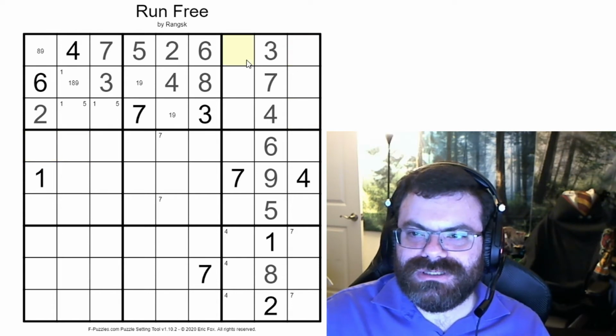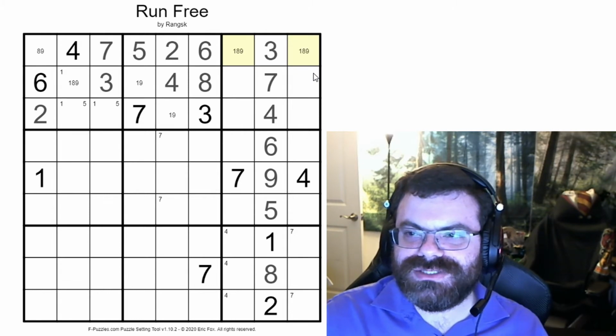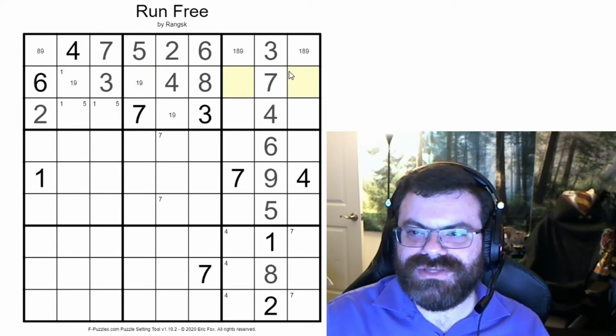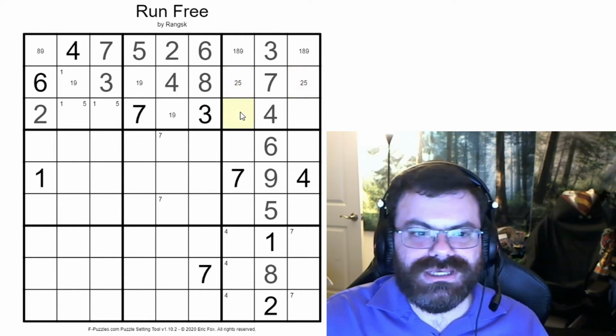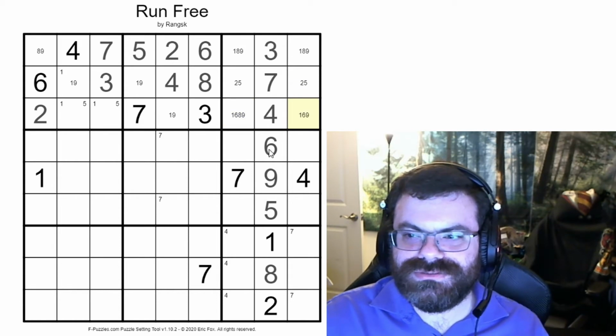So this top row, we have 1, 8, and 9 remaining to place. So 8 was placed here, so we have the 1, 9 pair. So the only two values left is a 2, 5 pair. And this can be 1, 6, 8, or 9. This is 1, 6, or 9.